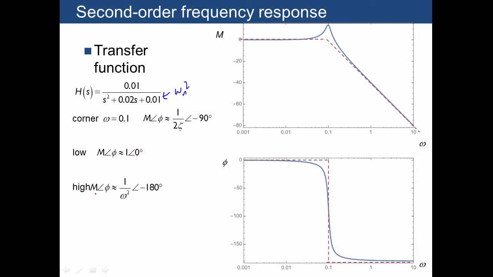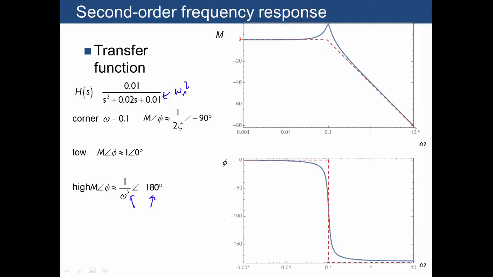What's different is the behavior at high frequencies, where because of plugging in s equals j omega, this term is really going to dominate. So we're going to get some sort of 1 over omega squared effect, which is what you see here. Similarly, the phase is also going to be different. The 2 and the negative 180 are both twice the effect that you normally see for first order systems.